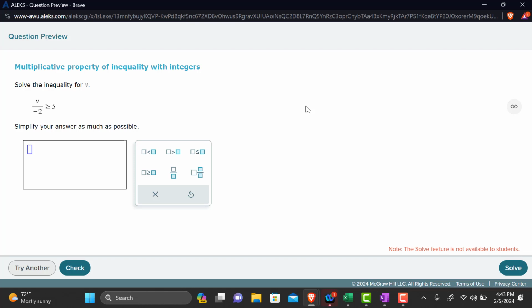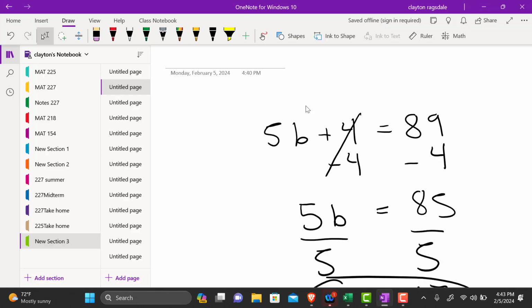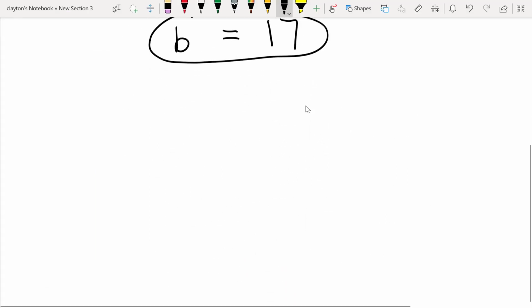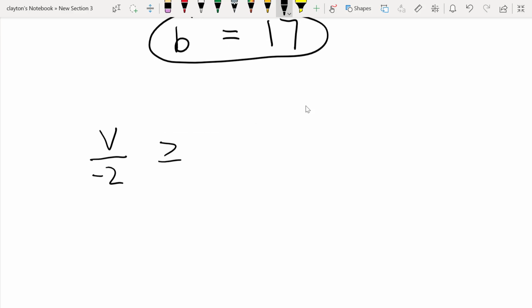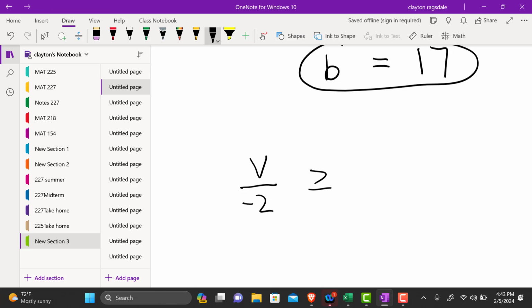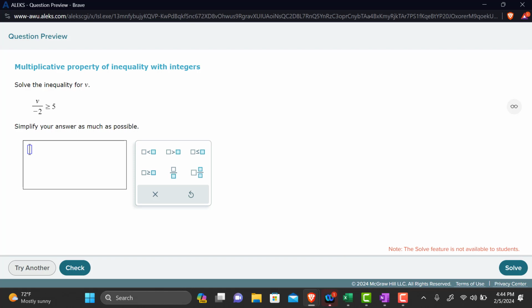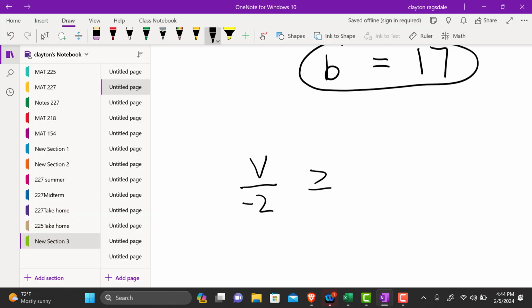Right, so let's go ahead. I'm going to copy this down. V divided by negative 2, and I believe it was greater than or equal to 5. Let's see, greater than or equal to 5, okay.